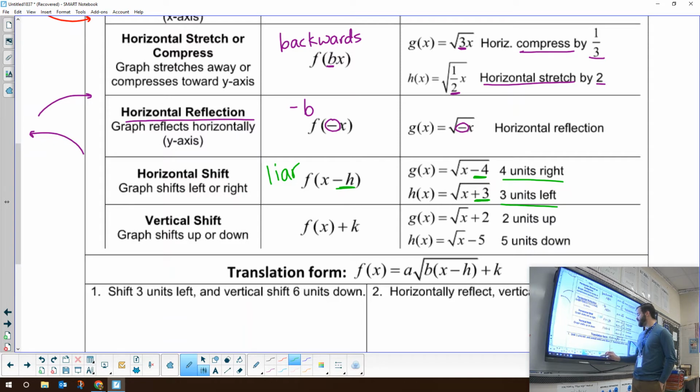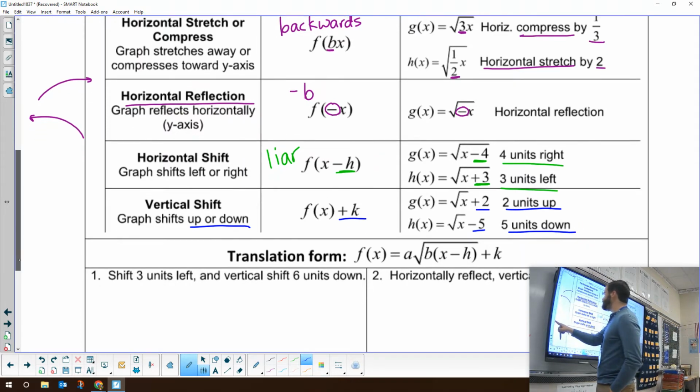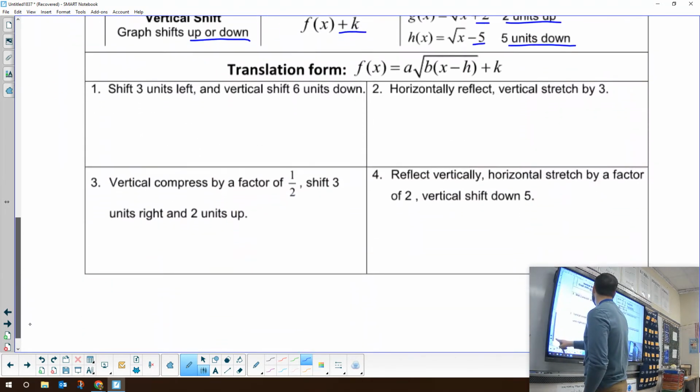Okay, but on the outside here we have my k. And your k just tells us up or down. So if we have a 2 on the outside, 2 units up. If we have -5 on the outside, 5 units down. So let's put this into practice on some of these. Let's take a look at 1, 2, 3, and 4 here.